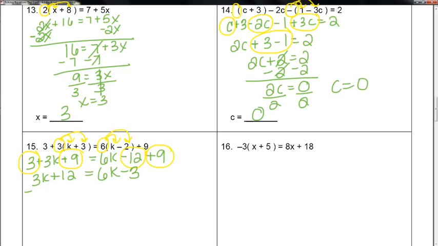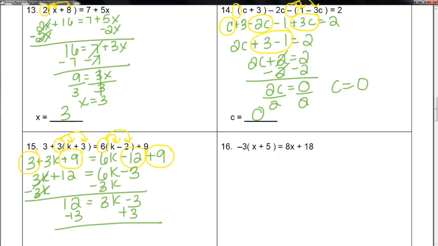I'm going to subtract 3k from both sides. 12 is equal to 3k minus 3. I'm going to add 3 to both sides. 3k is equal to 15. Now I'm going to divide both sides by 3. K is equal to 5.